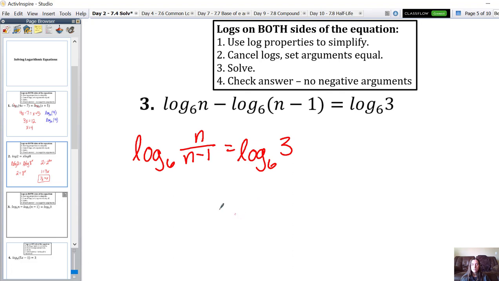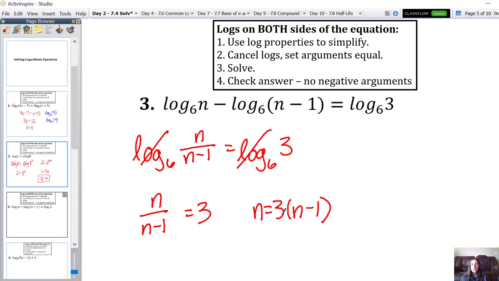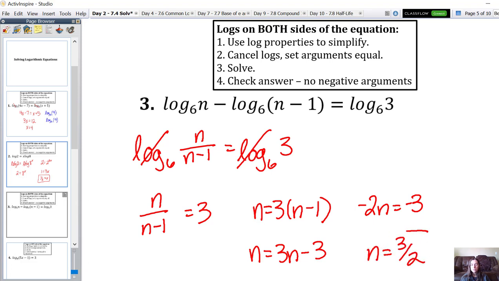There was nothing to condense there. Now I can just focus on the insides. N over n minus 1 equals 3. Since I have n in both the numerator and the denominator, I'm going to start by multiplying by n minus 1. So n equals 3 times n minus 1. Distributing the 3, n equals 3n minus 3. Subtracting the 3n, negative 2n equals negative 3. Dividing by negative 2, n is a positive 3 over 2.